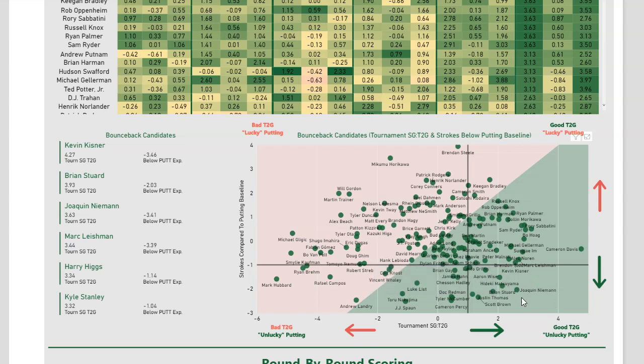This is the type of golfer I would be targeting for the weekend. Hideki Matsuyama, same thing. Lanto Griffin is on here. Kevin Kisner is on here. They all did end up having good weekends.